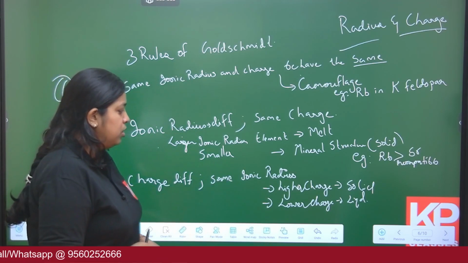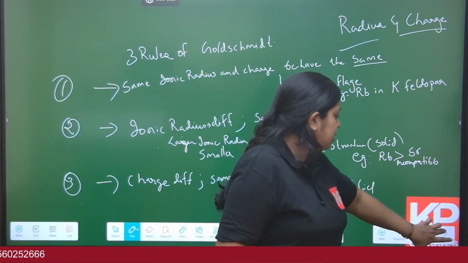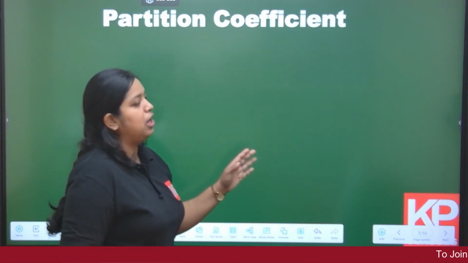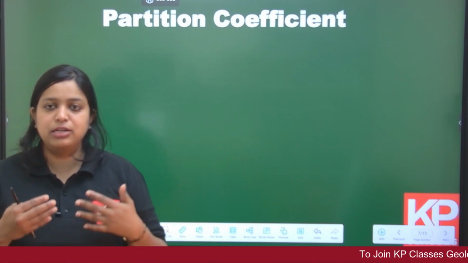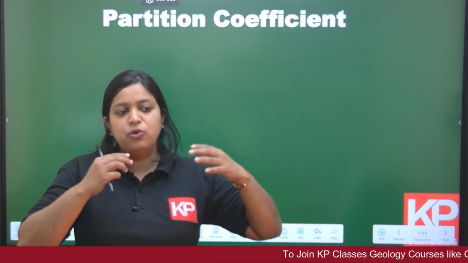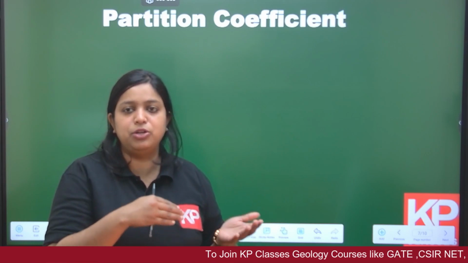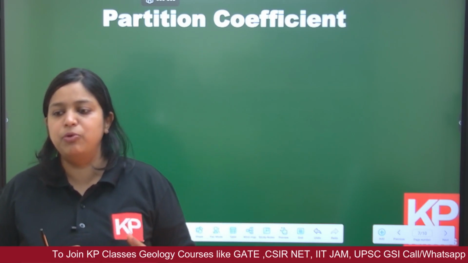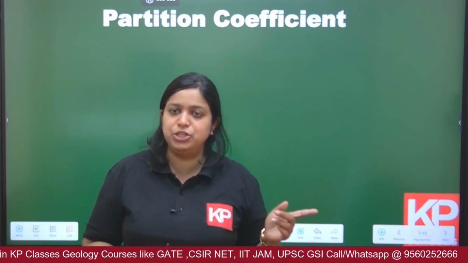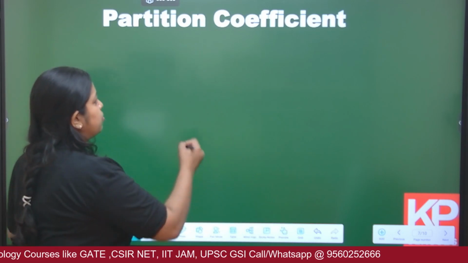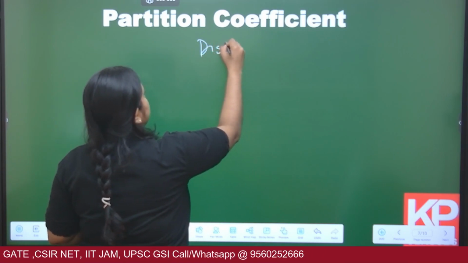Okay, so now to quantify this, how partitioning of a trace element happens, what is the value of its incompatibility or what is the value of its compatibility. To quantify that, we have come up with a terminology called the partition coefficient, or it is also called the distribution constant.